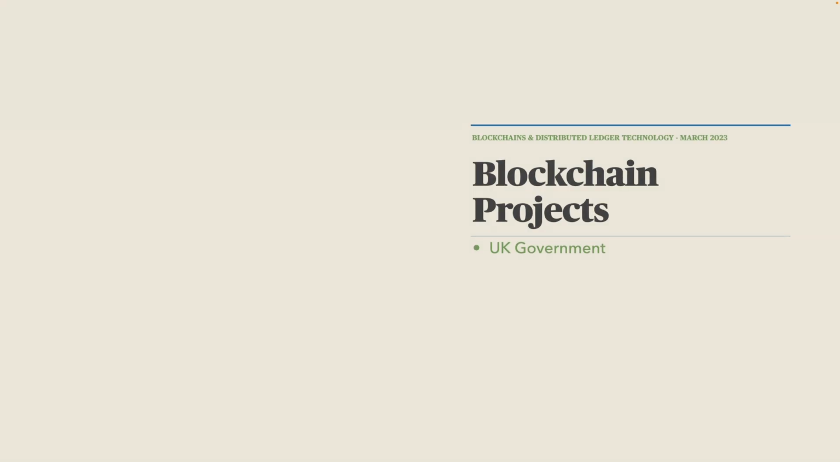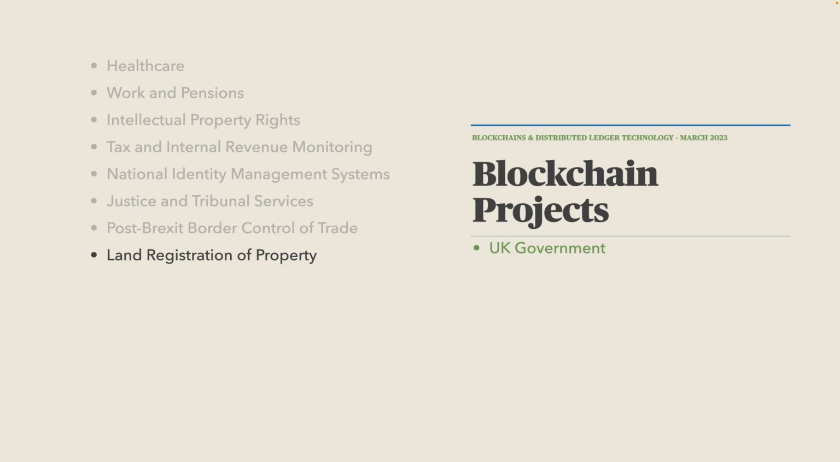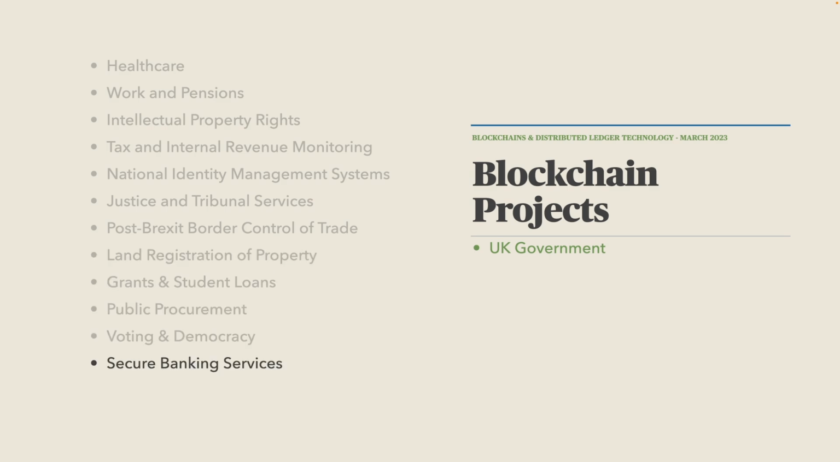The UK government has expressed a strong interest in the technology and is already researching its use in many government departments. These include healthcare, work and pensions, intellectual property rights, tax and internal revenue monitoring, national identity management systems, justice and tribunal services, post-Brexit border control of trade, land registration of property, grants and student loans, public procurement, voting and democracy, secure banking services, education and skills, and sport.